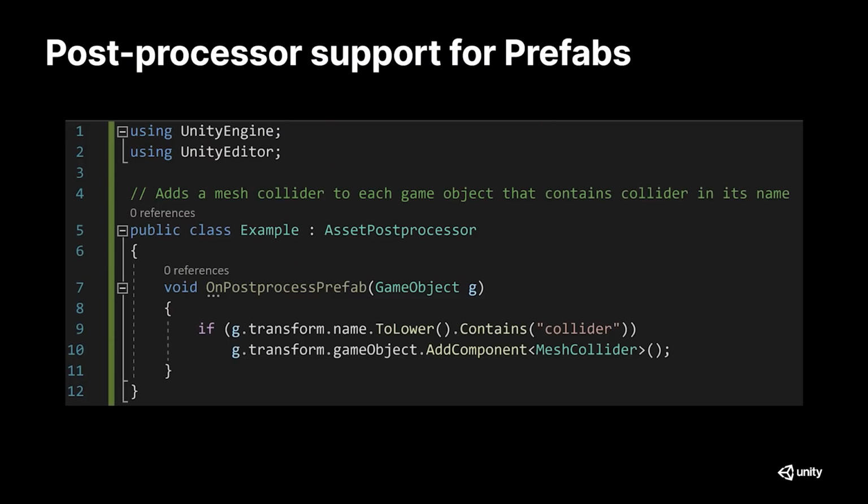Prefab support for asset post-processor is now available. If on-post-processor prefab is implemented, post-processors will be able to modify the prefab. All added objects will get the Don't Save in Editor flag to avoid changes being applied to the source prefab. For instance, in this example, we are adding a mesh collider to the game object that contains collider in its name.